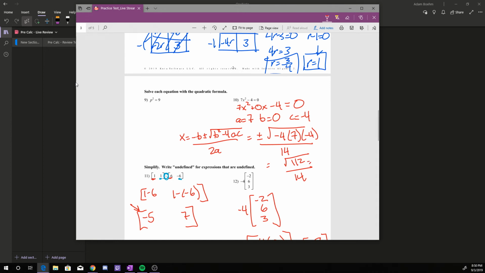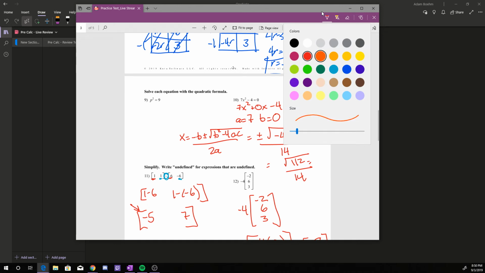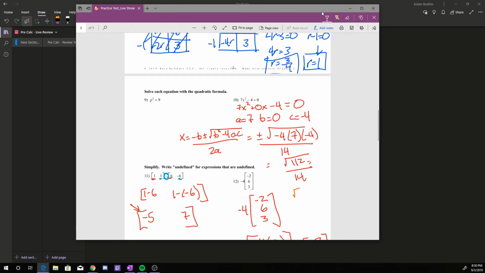If you simplify this, 112 is really 16 times 7. So you get root 16 times root 7 over 14. The square root of 16 is 4, so you have 4 root 7 over 14. And it's the positive or the negative version of that.